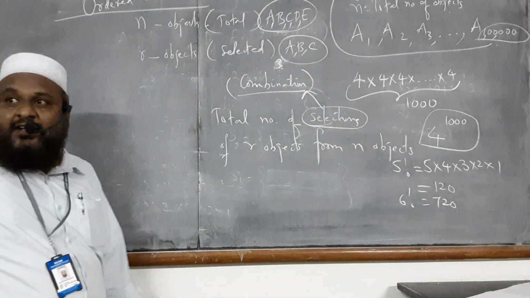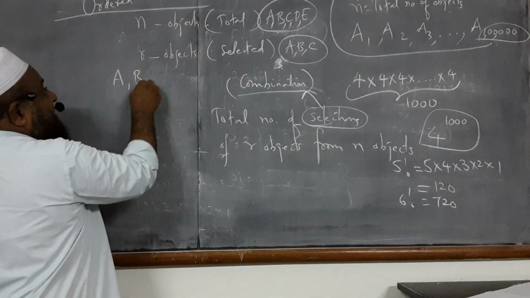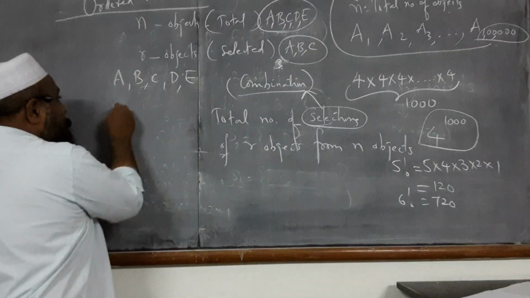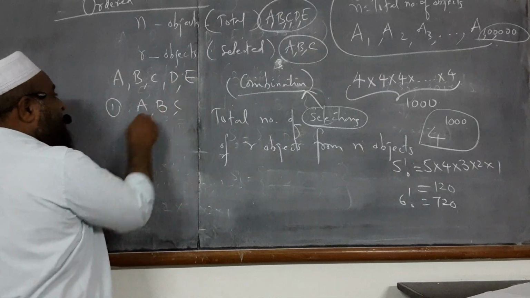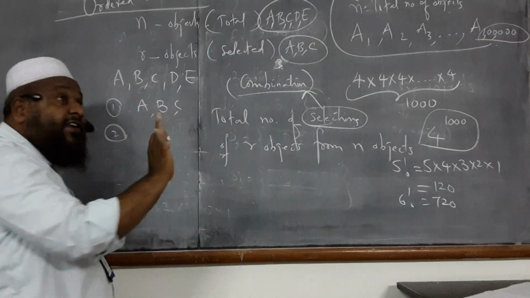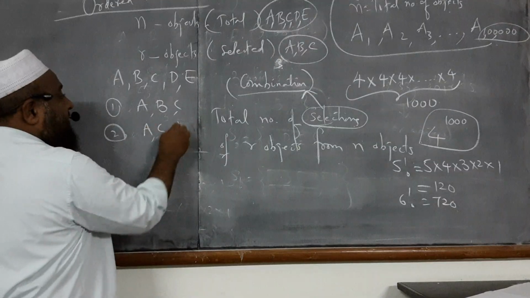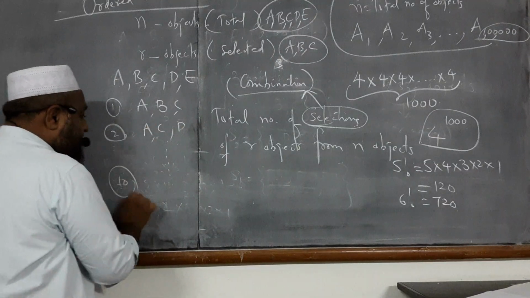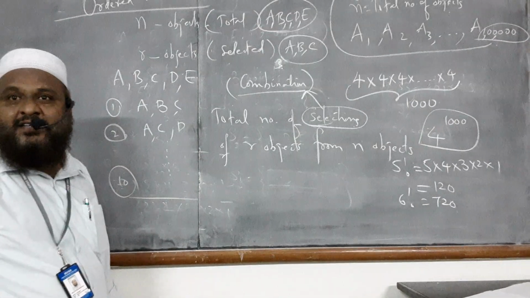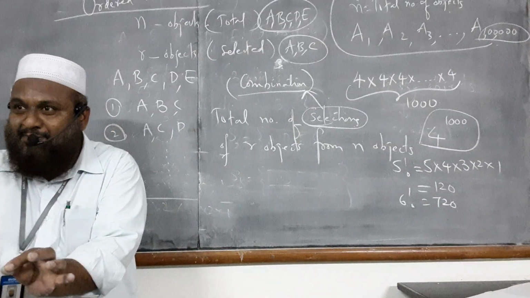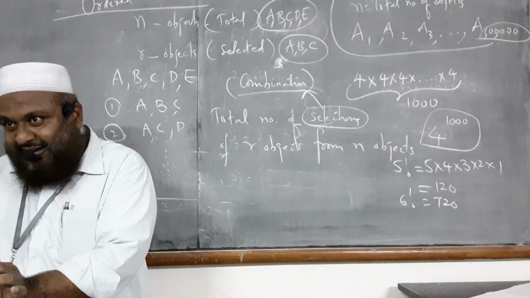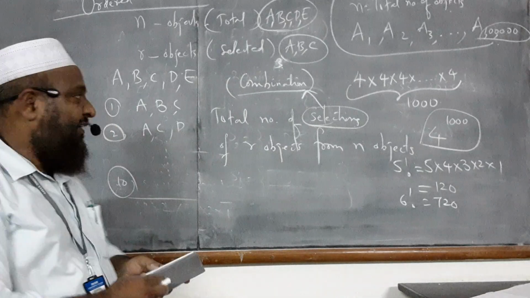If I say there are 5 objects A, B, C, D, E, and one selection is, for example, ABC, the second selection is ABC is not different from BAC, that's one and the same. A, C, D, like this. So totally 10 will come in this list. You can cross verify because it's a simple number, 5 and 3, that you can write. Now back to the point.